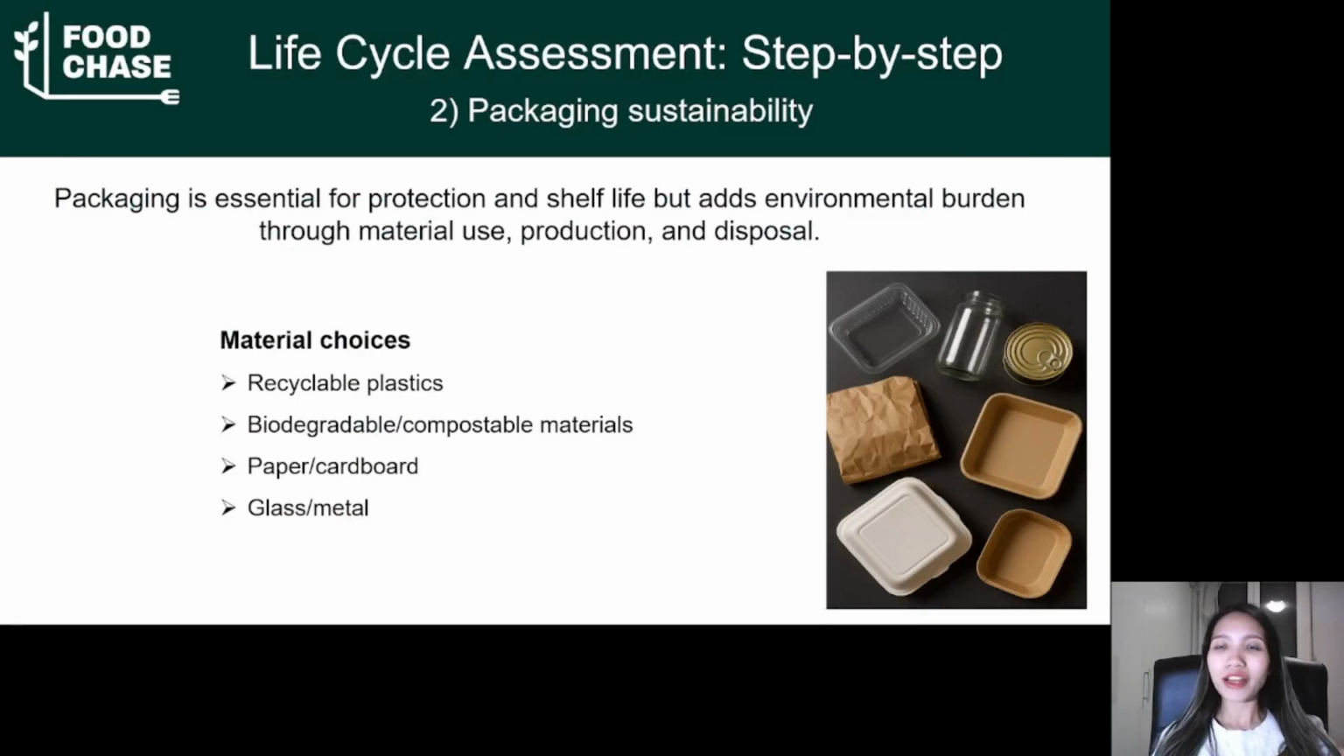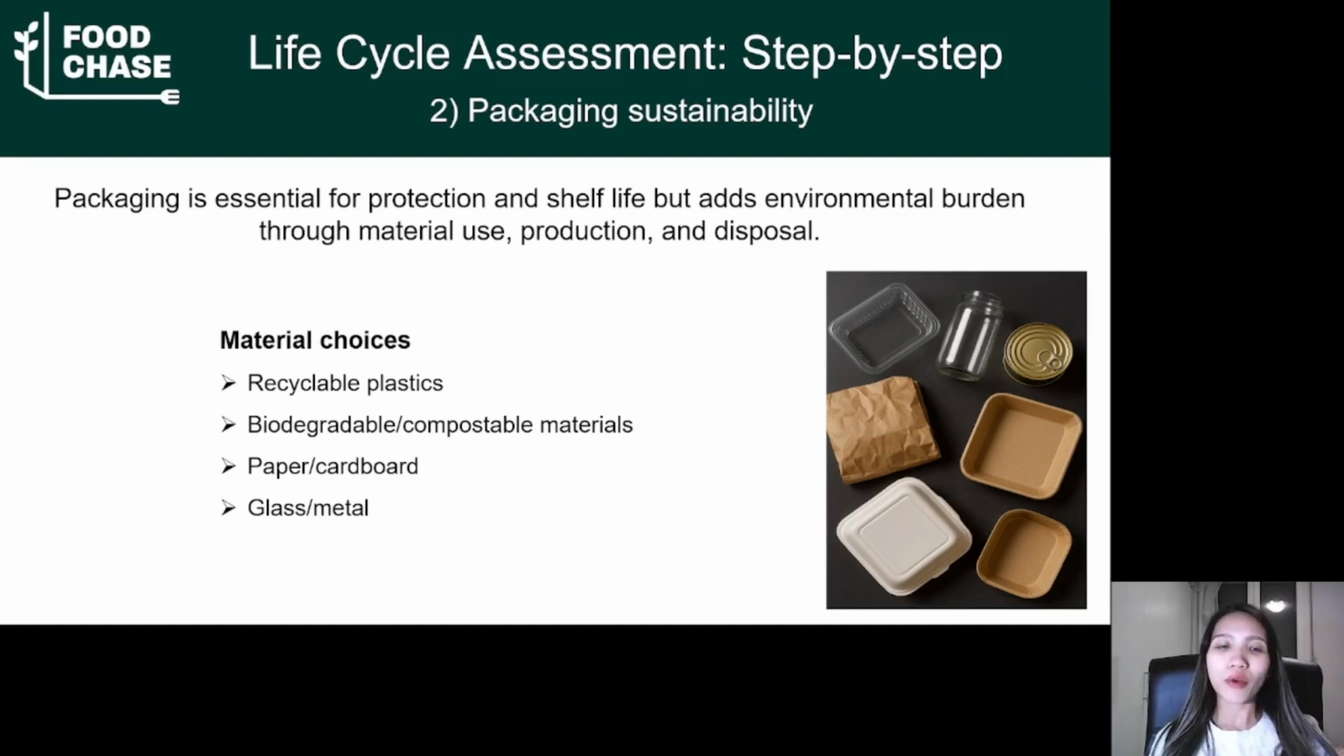The choice of packaging material is very important because packaging is essential for protection and shelf life but adds environmental burden to material use, production, and disposal. There are several choices for packaging material, including recyclable plastic, biodegradable or compostable material, paper and cardboard, and glass or metal. Each material can have its own pros and cons. For example, recyclable plastic requires less energy for their production, but their disposal can be problematic.